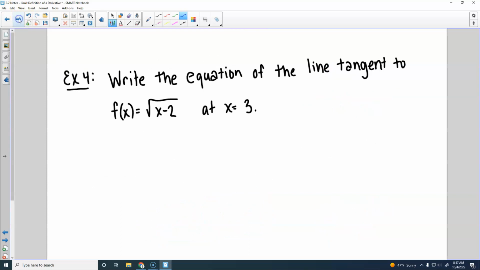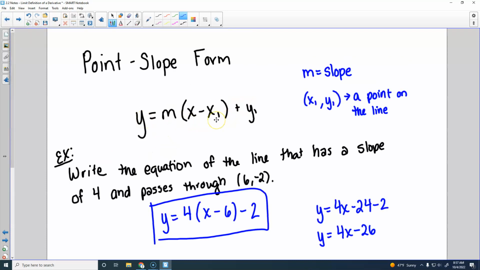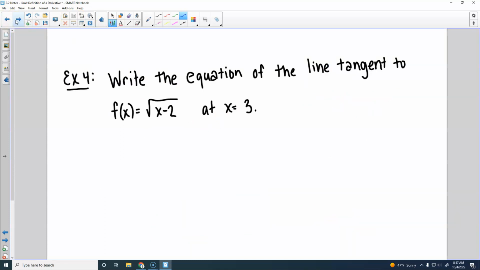That's why it's here. All right, so we are supposed to write the equation of the line tangent to f of x equals the square root of x minus 2 at x equals 3. Okay, so if we want to write the equation of a tangent line, we need two things. Think about that formula that we just did. What two things did I have to use for this formula? A slope and a point, right? It's in the name of the formula. You have to have a slope and a point.